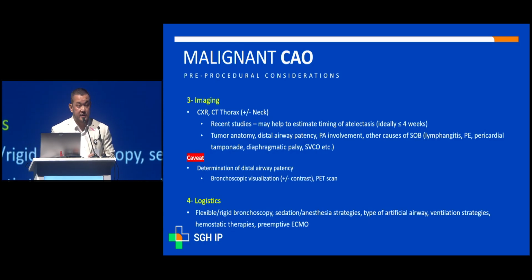And finally, logistics, I think that is a no-brainer. So we have to consider the situation under which therapeutic bronchoscopy is going to be performed, whether you're going to use a flexible or rigid bronchoscope, the sedation, the anesthetic strategies, the type of artificial airway, if you are going for GA, and then the ventilation strategies, hemostatic therapies, and even consideration of a preemptive ECMO if needed.